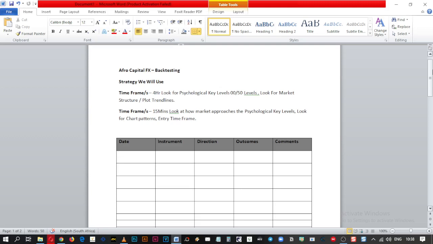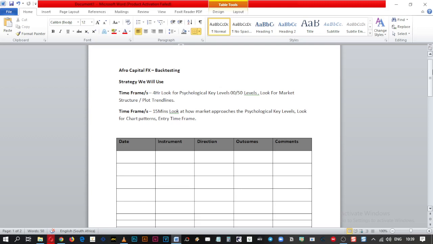We are also looking for market structure. Is the market creating higher highs, higher lows, or lower highs, or lower lows? Is our market bullish? Is it bearish? Is it trending? That is what we're looking for on our 4-hour time frame. We're also plotting the trend lines. Are we trending upwards, or are we trending in the downwards direction?